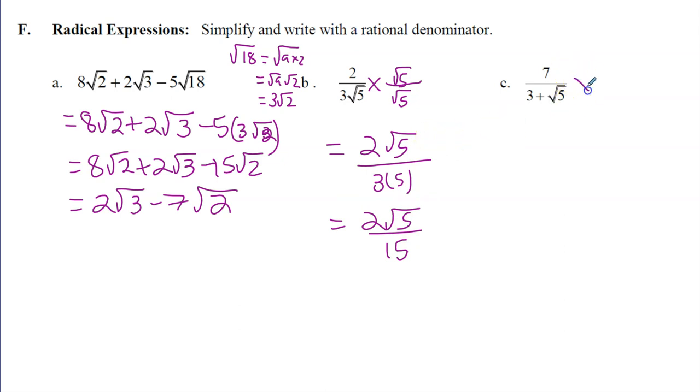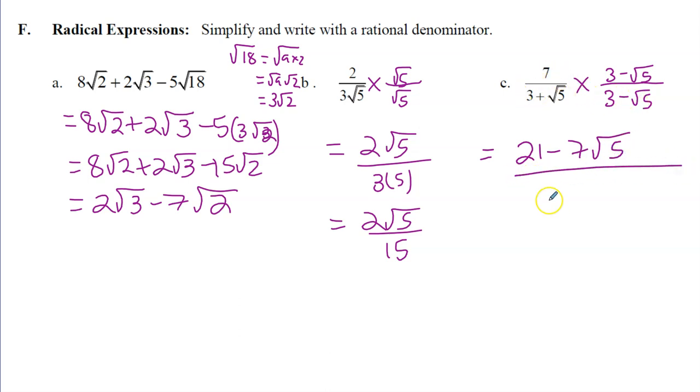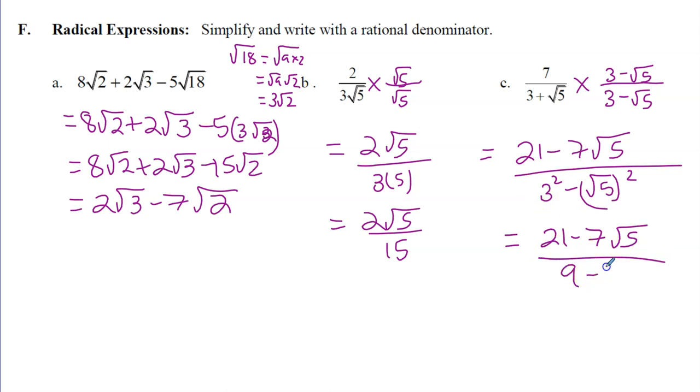Binomial denominator, we multiply by the conjugate, which is the exact same two terms, but opposite signs. This turns this into a difference of squares on the bottom. So up top we get 21 minus 7 root 5. And here, this just becomes 3 squared minus root 5 squared, right? So 3 squared minus 3 root 5 plus 3 root 5. The middle terms go away. So 21 minus 7 root 5 over 9 minus 5.